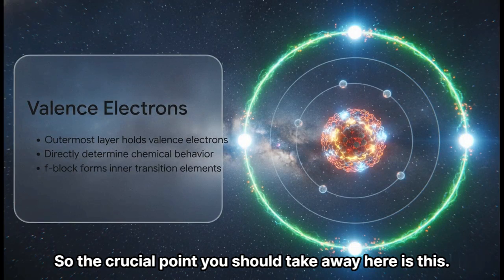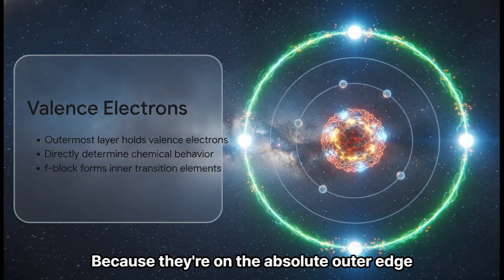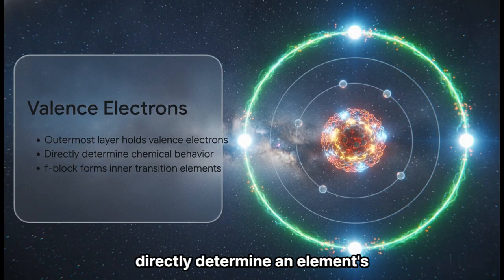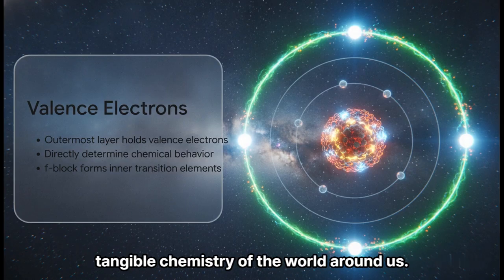So, the crucial point you should take away here is this. The outermost layer of any atom contains what we call valence electrons. Because they're on the absolute outer edge of our grand atomic hotel, they are the ones actually interacting with other atoms. These valence electrons directly determine an element's entire chemical behavior. They are the ultimate link between abstract quantum rules and the physical, tangible chemistry of the world around us.